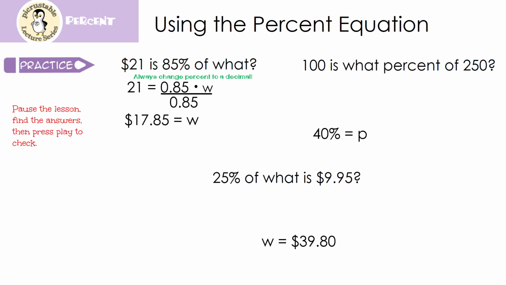But if I do it to one side, I have to do it to the other side. And that's how we get $17.85 equals W. Let's look at our next one.